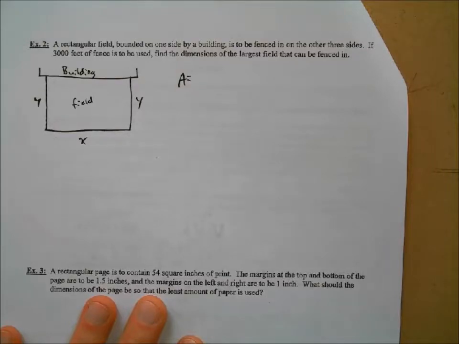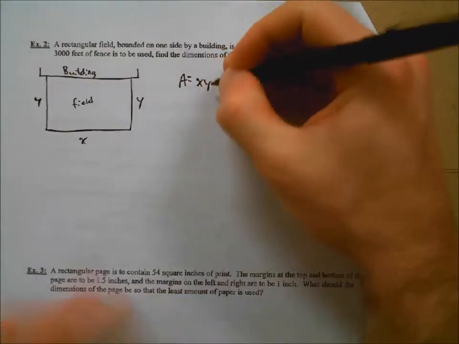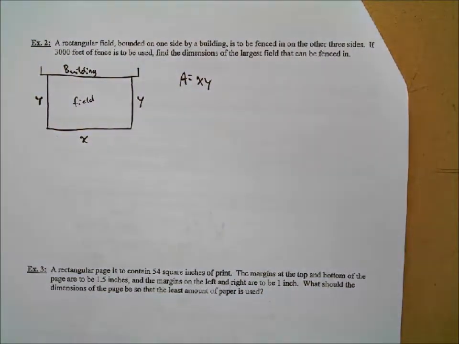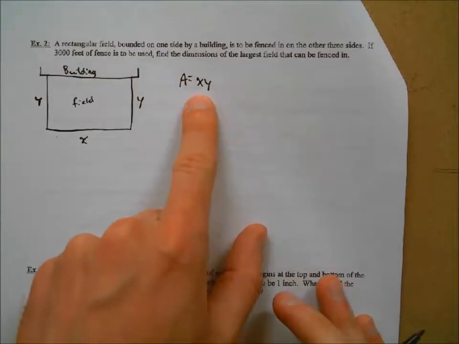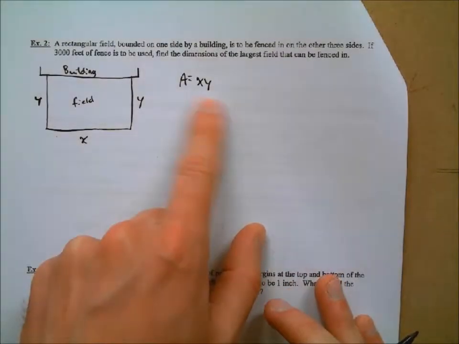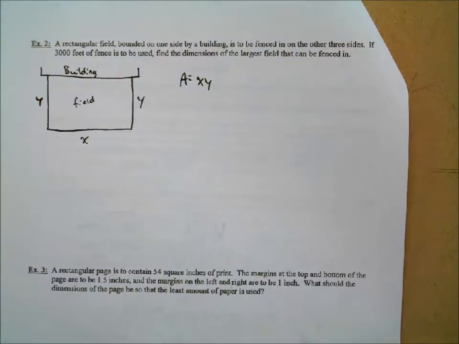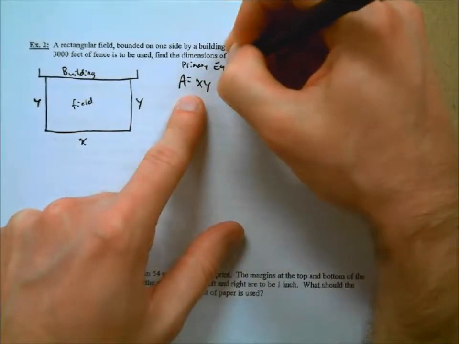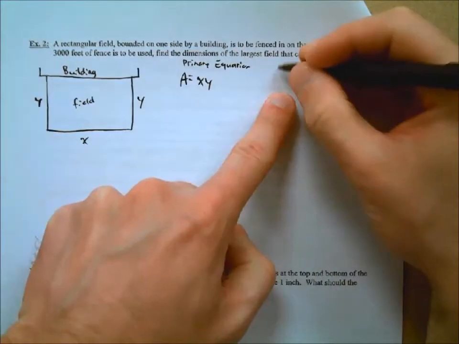It is x times y, length times width. Okay, that's the area formula. But what's the problem with our area formula here? 2 variables, right? We only want to have it in terms of 1 variable. So we need a secondary equation. Again, there's our primary equation, what we're trying to maximize or minimize. Let's go to our secondary equation.